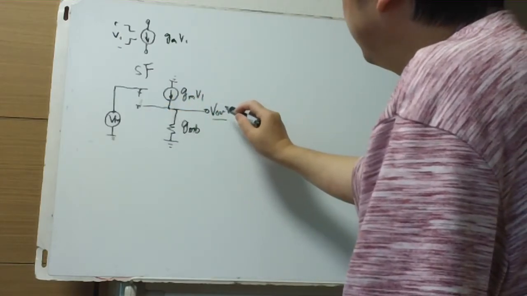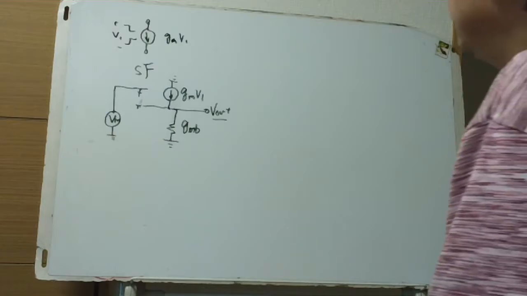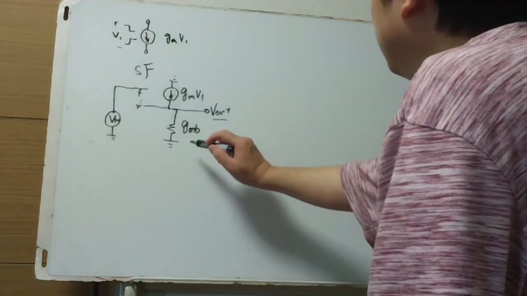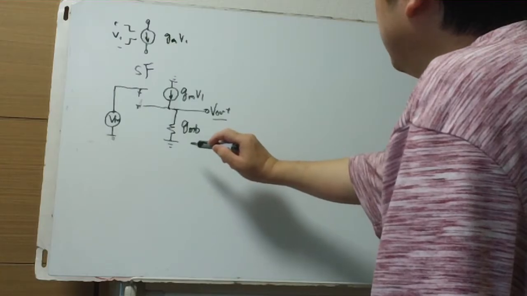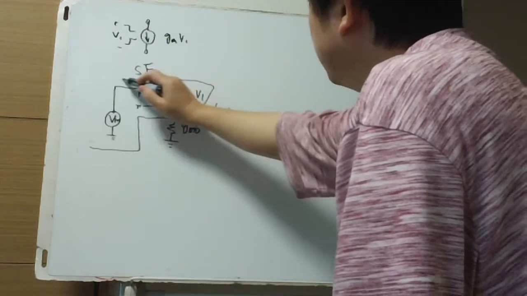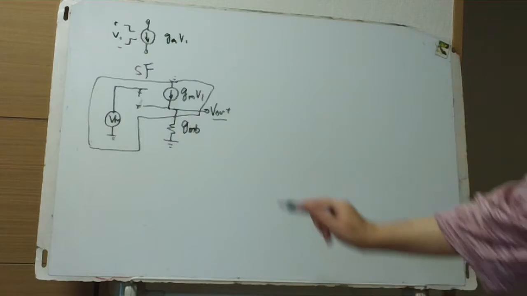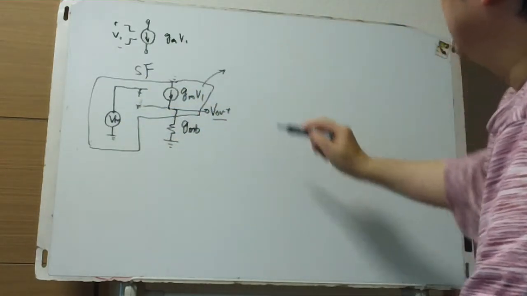We'd like to know the V out to V in ratio as a voltage gain, a small signal voltage gain, and so we try to exclude this gmb resistor and transfer the included part to an equivalent circuit.